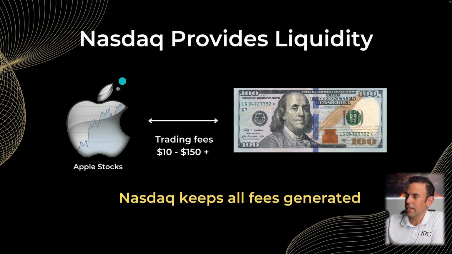So the NASDAQ, again, every single time there is a trade made between Apple and cash, a fee is taken of anywhere between $10 and $150, depending on the size of the trade. They take a small percentage of every single trade. The thing about this is the NASDAQ keeps every single fee that comes out of there. Now, again, they have certain things in crypto.